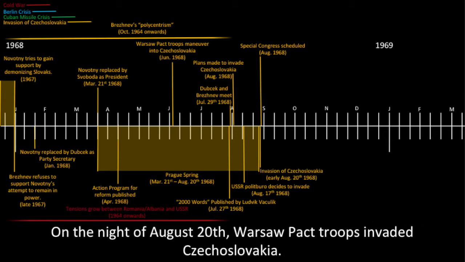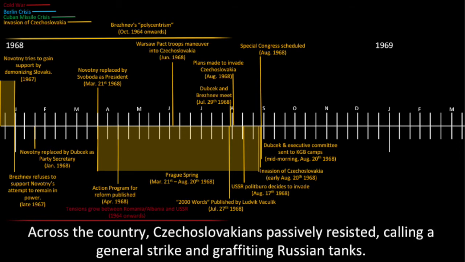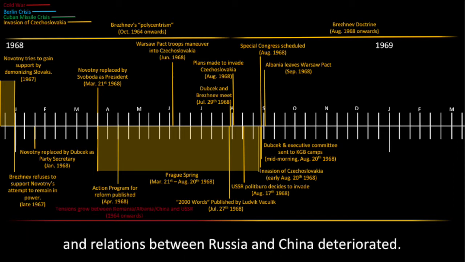On the night of August 20th, Warsaw Pact troops invaded Czechoslovakia. By mid-morning, Dubček and the entire executive committee were on their way to KGB camps. Across the country, Czechoslovakians passively resisted, calling a general strike and graffitiing Russian tanks. Because of the invasion and the Brezhnev Doctrine, Albania left the Warsaw Pact in September 1968, and relations between Russia and China deteriorated.